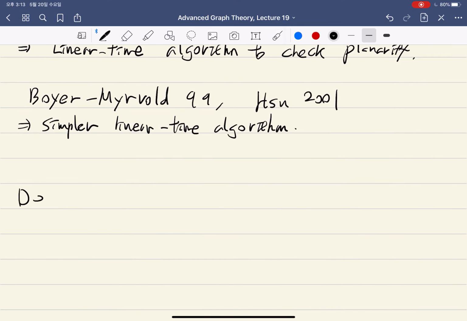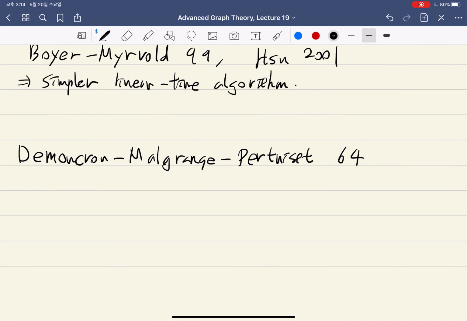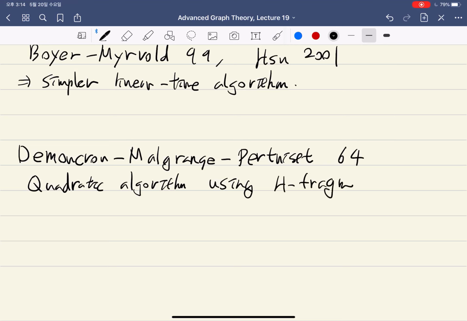And what we'll learn is a simpler version, a quadratic algorithm. Let's use the fragments. So this is what we will learn.